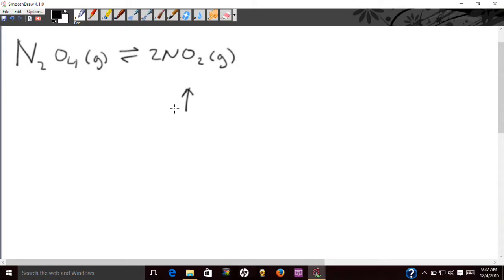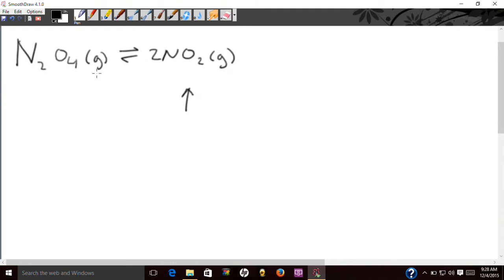Okay, so start off with a chemical equation. We'll start off with a simple equation. And the question asks, what if NO2 gas concentration goes up? Which way would the equilibrium shift?